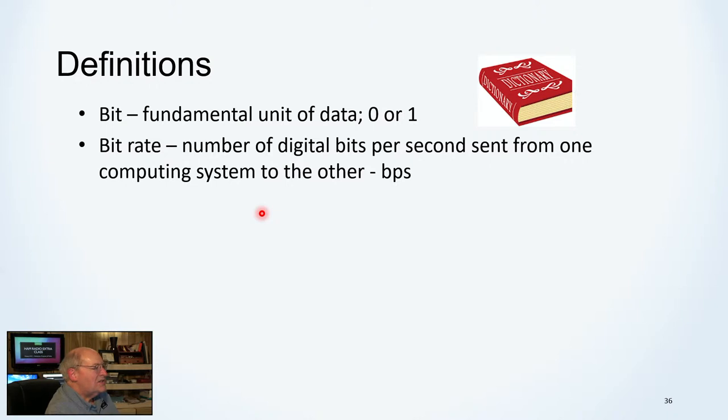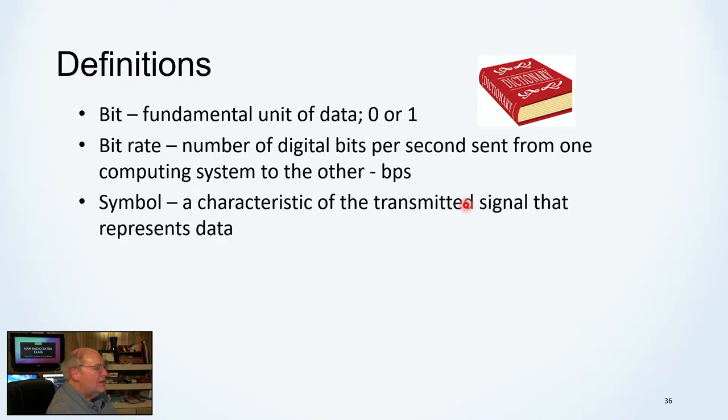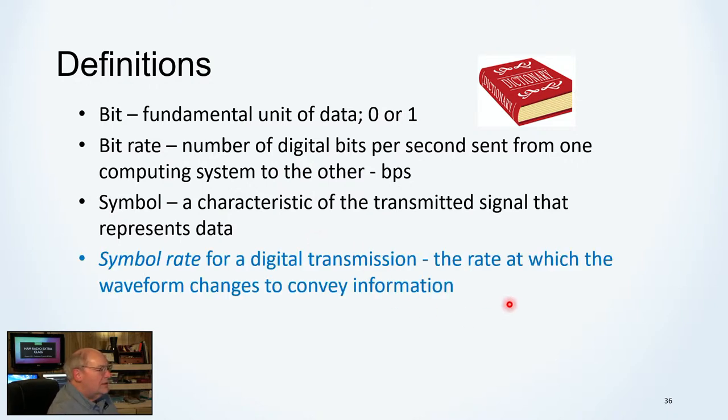The bit rate, this sounds obvious, is the number of digital bits per second sent from one computing system to the other. Bits per second. Now, a symbol is a characteristic of the transmitted signal that represents data. And as we'll see in a minute, the symbol rate, the signaling events per second, and the bit rate, the bits per second, can be different. And here's some pool text. Symbol rate for digital transmissions: the rate at which the waveform changes to convey information. So we're changing something about the RF carrier, or what we're modulating onto the carrier, at a certain rate, a certain number of changes per second.